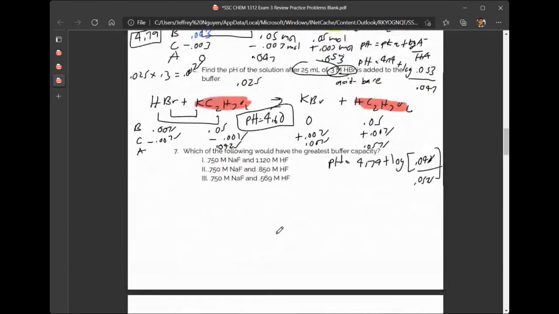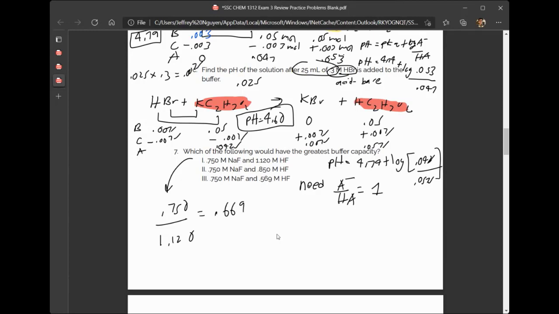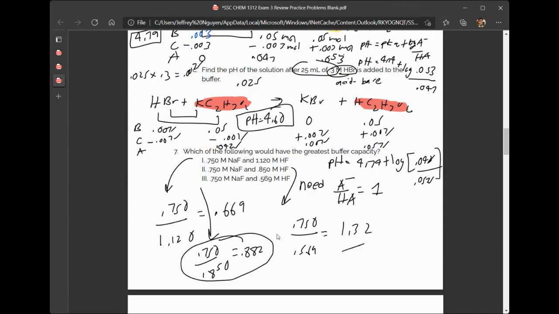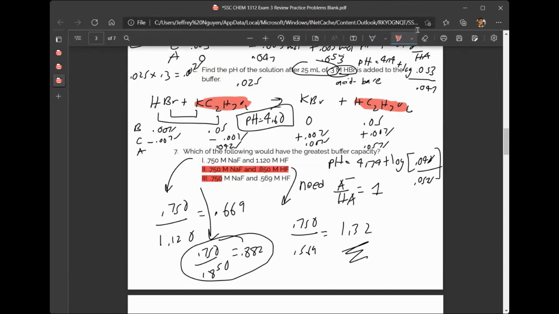So the next problem is the buffer capacity problem. Remember that you want A minus over HA to be equal to 1, or as close as possible. We'll do that for all of these problems. The first one, we have 0.750 over 1.120. Why do I arrange it like this? Well, I want the ratio to be closest to 1. So that gives me 0.669. The second one, I get 0.750 over 0.569, which is 1.32. And then the third one is 0.750 over 0.850, equal to 0.882. We need to figure out which one's closer to 1. Roughly speaking, this one is closer to 1 than this one is. So the answer is the second one.